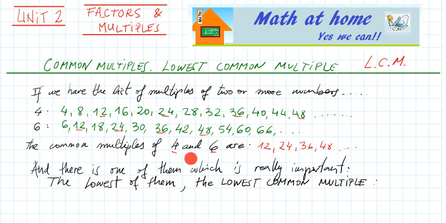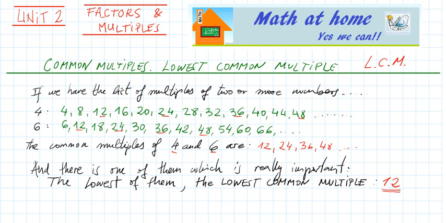And there is one of them which is really important. In this case, it is the lowest of them, which is called the lowest common multiple. And what is the lowest common multiple between 4 and 6? The lowest common multiple, as you can see, is number 12. So this is a very important common multiple, which is the lowest.